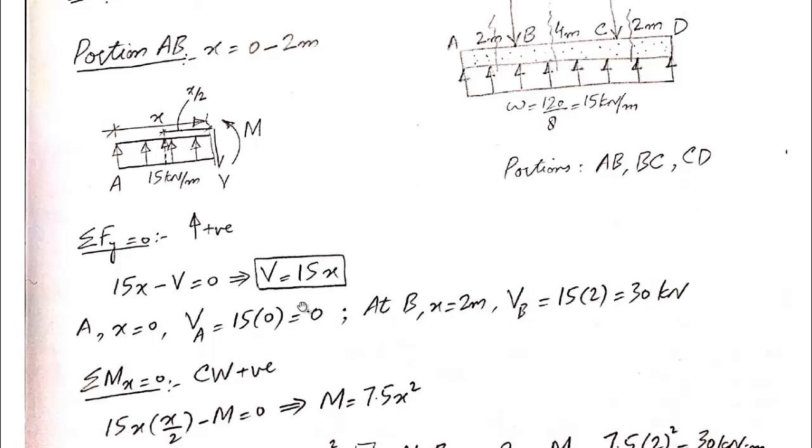Now is this 0 logical? This is the free end of the beam or the footing, and there is no point load acting at this free end. So having 0 shear is totally logical for this case.